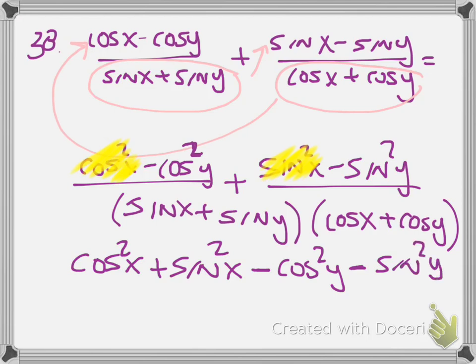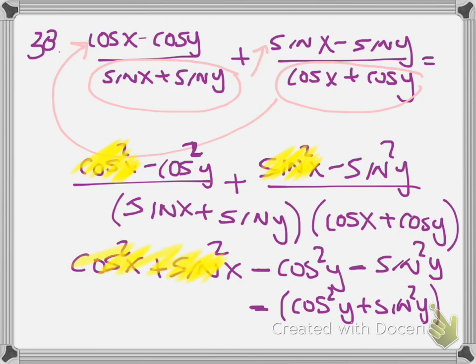Now, the great thing that we can do right here is we can factor out a minus. So I can subtract cosine squared of y plus sine squared of y. Now, what does that do for me? Well, cosine squared plus sine squared is equal to 1, and cosine squared plus sine squared is equal to 1. So, what is 1 minus 1? 0. That's a really hard proof. If you know how to do that, you guys are doing sweet.